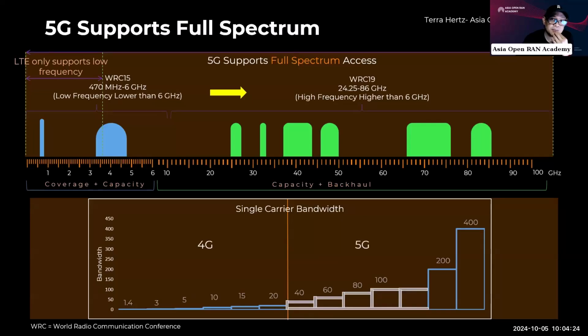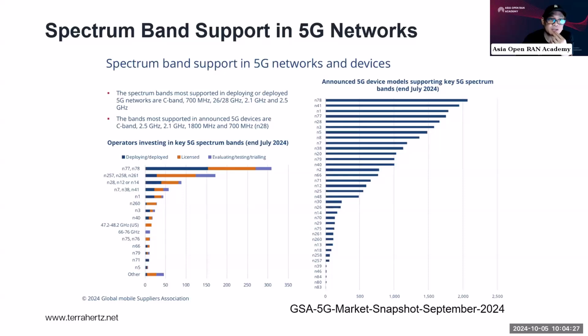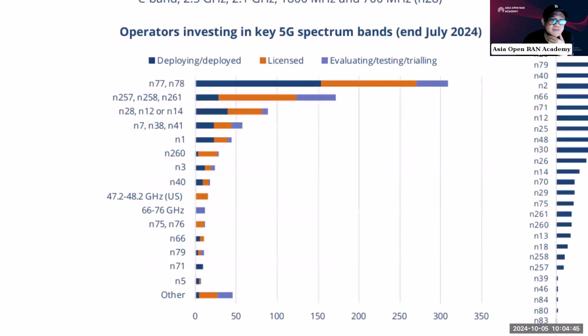Now, if you look at the spectrum band support in 5G networks sa buong mundo, no, as of GSA market snapshot noong September 2024, ang pinakasikat, no, na ngayon is si N78. Yan. So, maraming gumagamit nung tinatawag nating N78. N77 and N78. Marami naka-deploy na N77 and N78. May mga license siya and then they are also evaluating. But essentially, pinakamarami pa rin si N77 and N78. N257, N258, N261 is millimeter waves. Okay? And then yung iba is medyo mababa na.